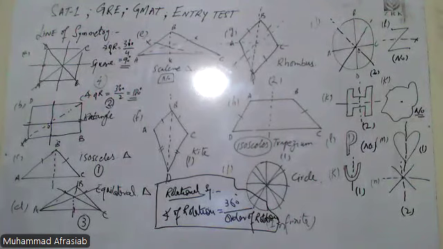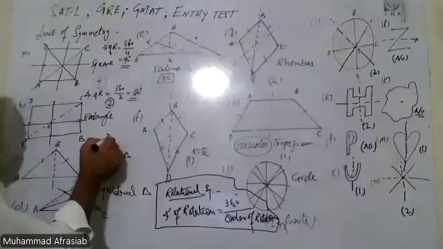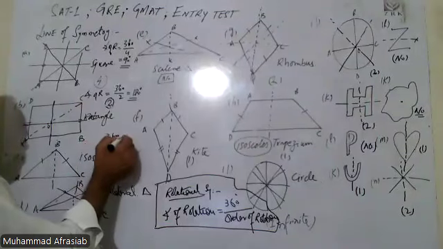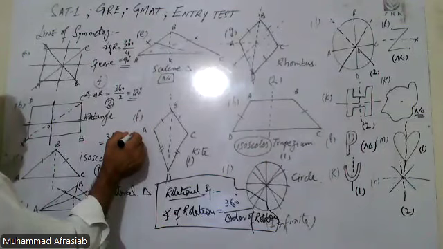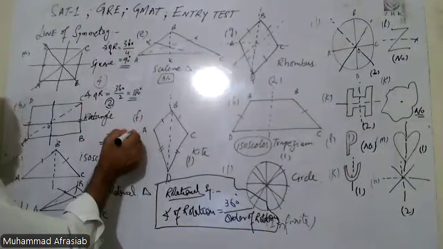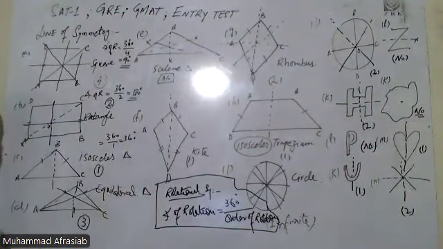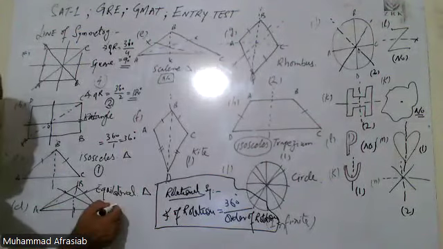For this one, there is one line of symmetry, so that means 360 divided by 1, which is equal to 360. So if it is rotated through 360 degrees, it will be back to its base figure. So the angle of rotation will be 360.